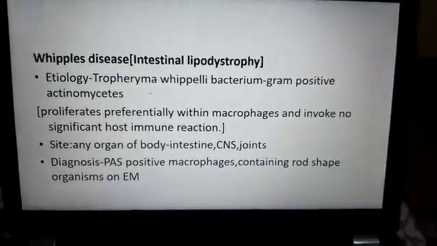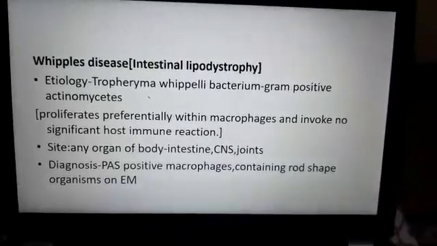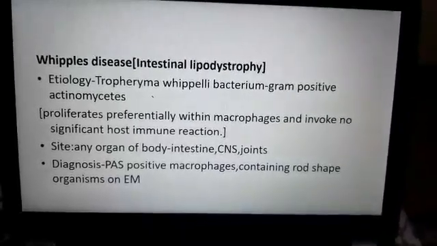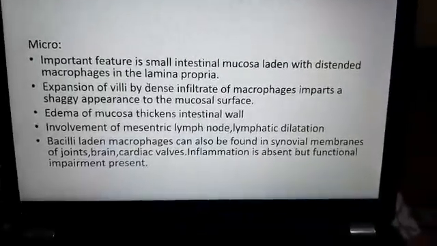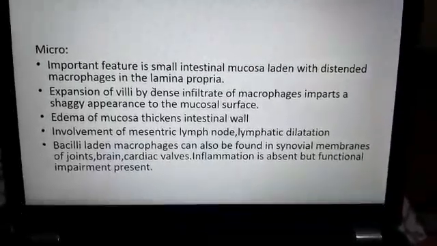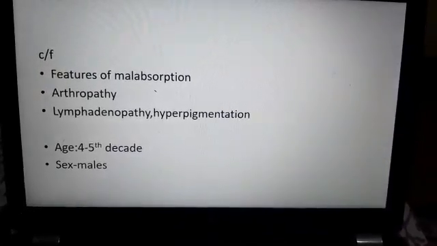It proliferates within the macrophages, involves the intestine, CNS, joints, heart. Yes, PAS positive macrophages, rod-shaped organisms on electron microscopy. They will not cause inflammation, but it will cause functional impairment. And the features will depend upon the site involved.